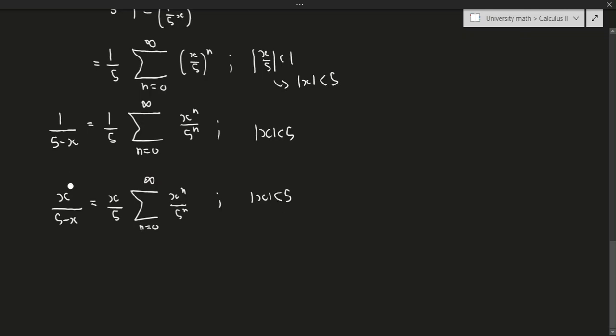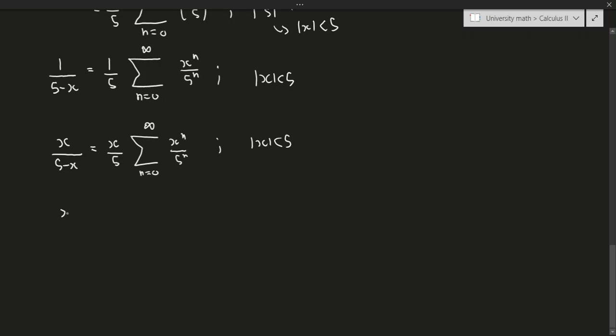Okay, so let's multiply the x over 5 in. So we have x over 5 minus x is equal to the summation from n equals 0 to infinity of x to the n plus 1 over 5 to the n plus 1. And same thing, the absolute value of x is less than 5. Great. So this right there is our power series representation. This is also the interval of convergence, because this implies that minus 5 is less than x, which is less than 5.